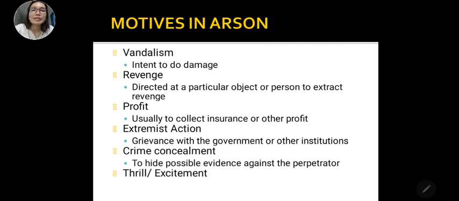Or pwede rin para masira yung mga pwedeng physical evidence na magamit against a perpetrator. Yung iba naman just because of thrill or excitement. Due to psychological reasons.